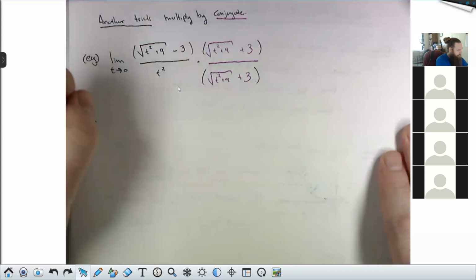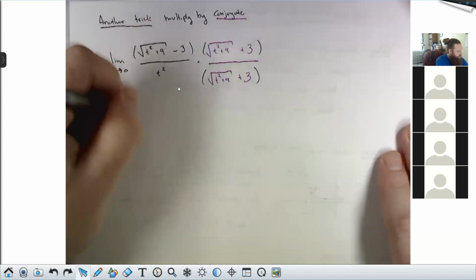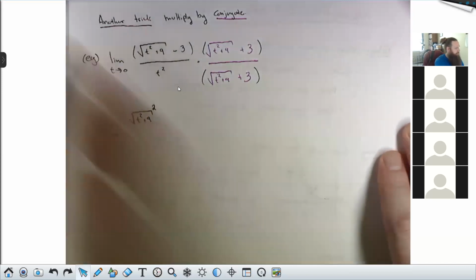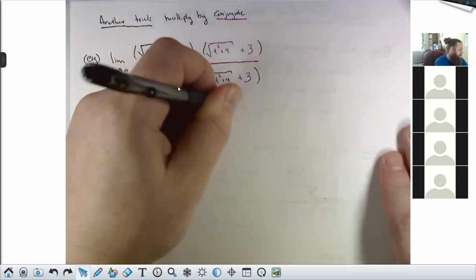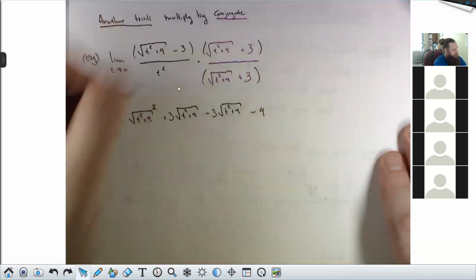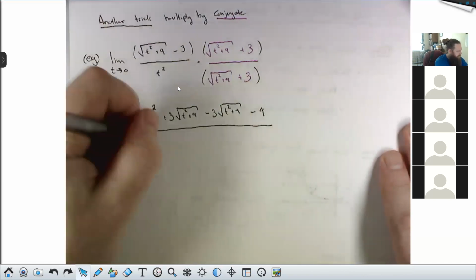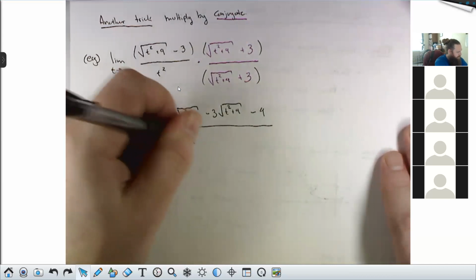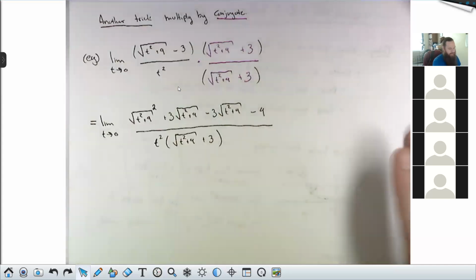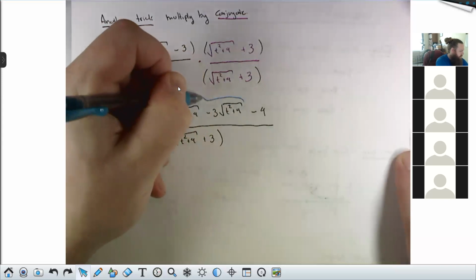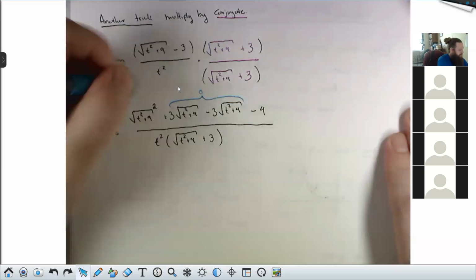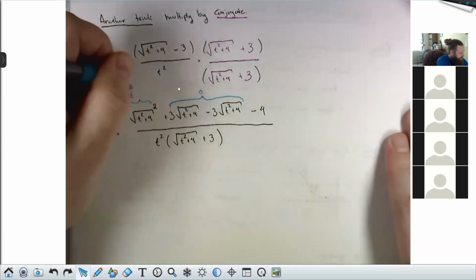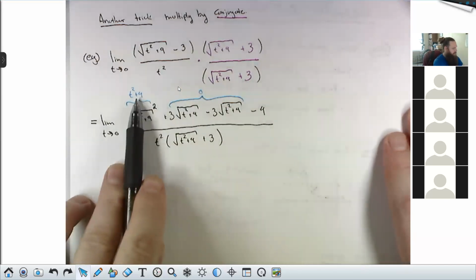If you FOIL out the top, you'll have square root t squared plus 9 times square root t squared plus 9, which is square root t squared plus 9 all squared, plus 3 square root t squared plus 9 minus 3 square root t squared plus 9, and those middle terms will eat each other up, and then minus 9, 3 times negative 3. And then downstairs you have t squared times the square root of t squared plus 9 plus 3. So this is a classic trick that you will see more of when you talk about limit laws. Also, this piece here, the square root of t squared plus 9, when you square it, just becomes t squared plus 9. So your numerator here is t squared plus 9 minus 9.